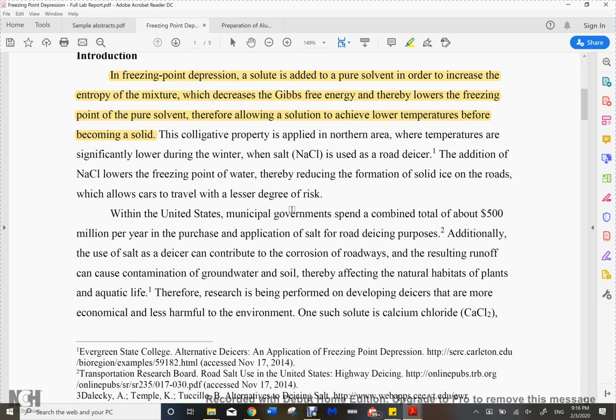Within the United States, municipal governments spend a combined total of about $500 million per year in the purchase and application of salt for road de-icing purposes. Additionally, the use of salt as a de-icer can contribute to the corrosion of roadways, and the resulting runoff can cause contamination of groundwater and soil, thereby affecting the natural habitats of plants and aquatic life. Therefore, research is being performed on developing de-icers that are more economical and less harmful to the environment.